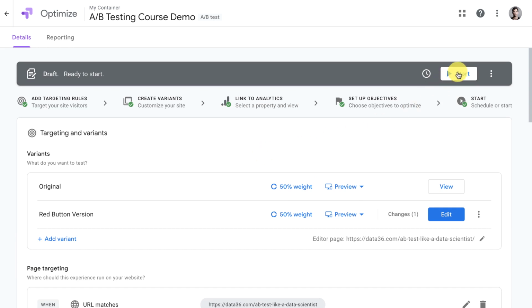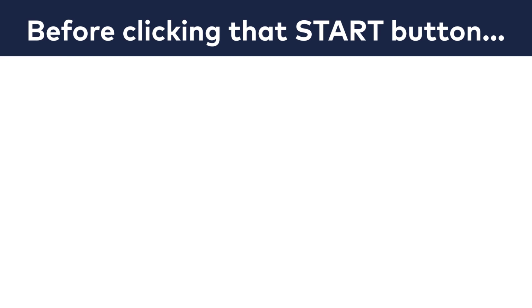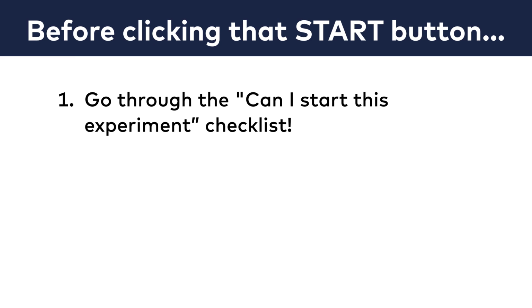Well, actually, one more piece of advice here. When you publish an A/B test, you can break your website. If you have done everything correctly and really carefully, it won't happen. But just in case, here are 3 tips before clicking that Start button to avoid disasters. First, you can find a checklist in the extra section of this module that I named Can I Start This Experiment? To make sure you didn't forget about anything, go through that checklist before you start your experiment.